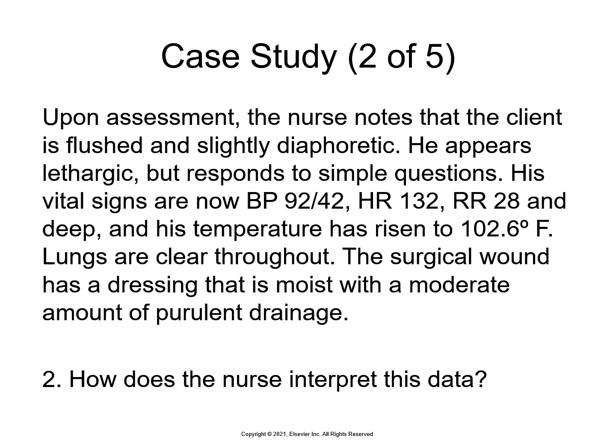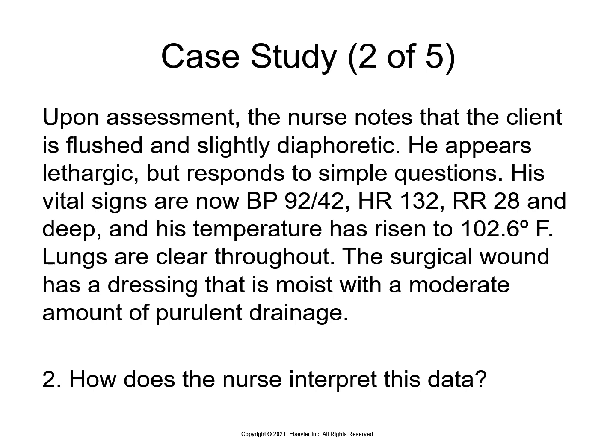So you went in there and you assessed them, and you said, "Oh dear, they're flushed, they're diaphoretic, seems lethargic. He responds to simple questions." Vital signs are 92 over 42, heart rate is 132, respiratory rate is 28, and deep. His temperature has risen in this little amount of time to 102.6 Fahrenheit. Lungs are clear. The surgical wound has a dressing. It is moist, and it's got some purulent drainage.